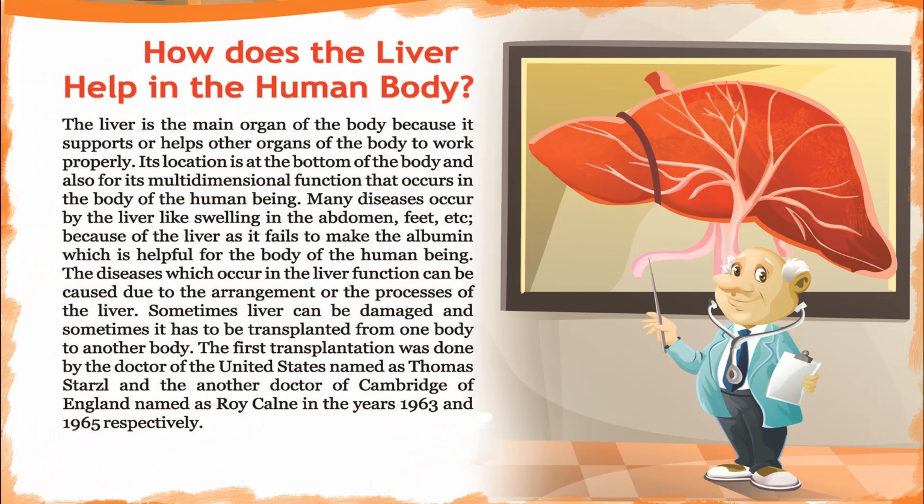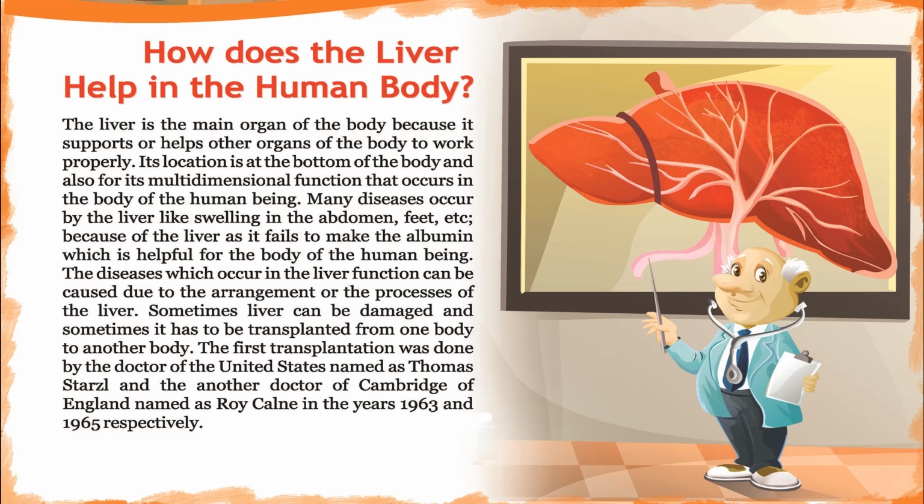How does the liver help in the human body? The liver is the main organ of the body because it supports or helps other organs of the body to work properly. Its location is at the bottom of the body and it is also known for its multidimensional functions that occur in the body of the human being.